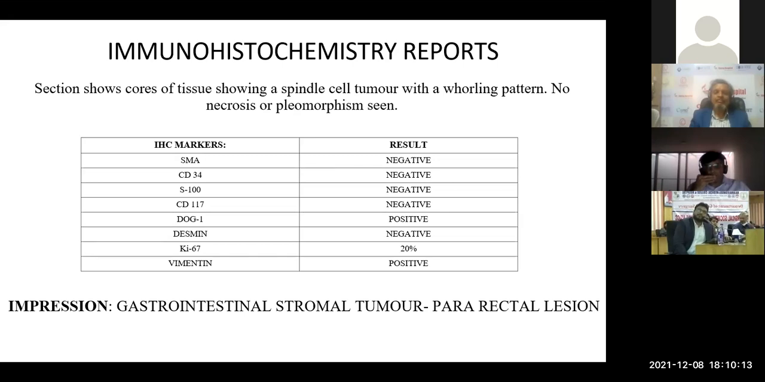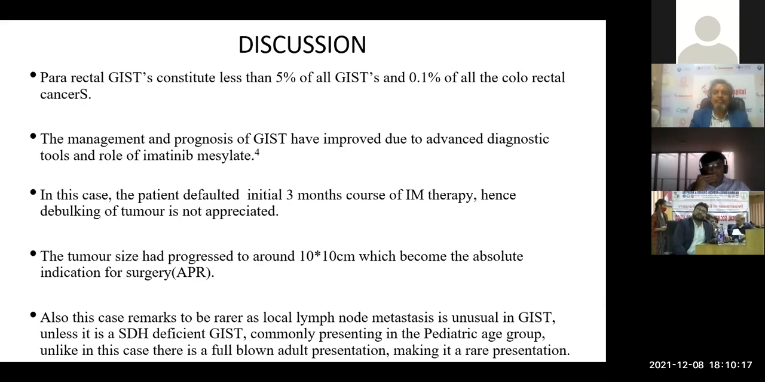IHC was suggestive of Vimentin positive and DOG1 positive cyst. Discussion. Pararectal cysts constitute less than 5% of all cysts and 0.1% of all colorectal cancers. The management and prognosis of cysts have improved due to advanced diagnostic tools and the role of IM.